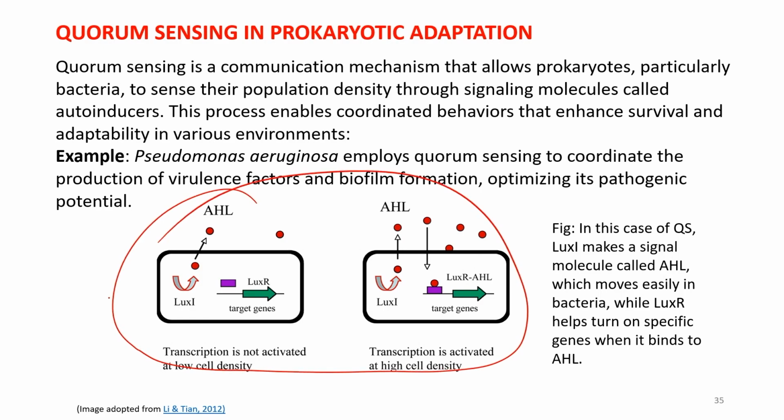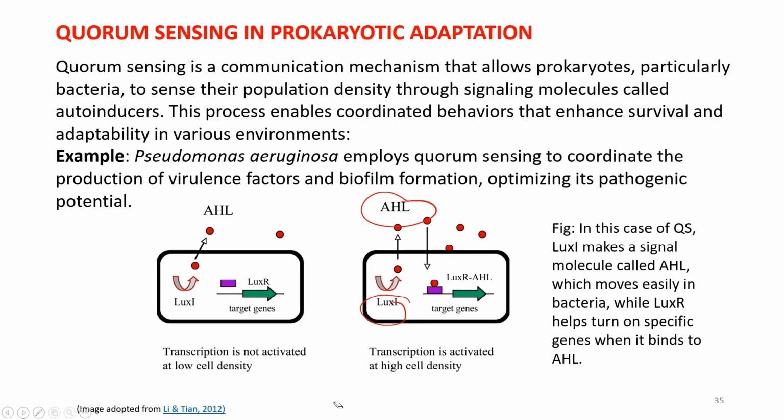So, in this case of quorum sensing, the LuxI makes a signal molecule called AHL, which moves easily in bacteria, while LuxR helps turn on specific genes when it binds to the AHL. So, this is one of the methods. Here the transcription is not activated at low cell density, transcription is activated at higher cell density.